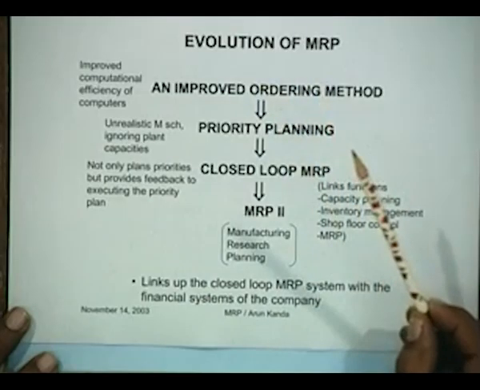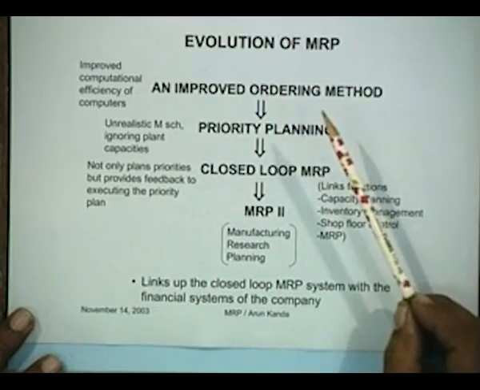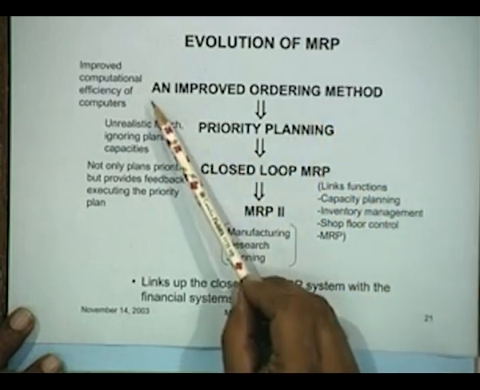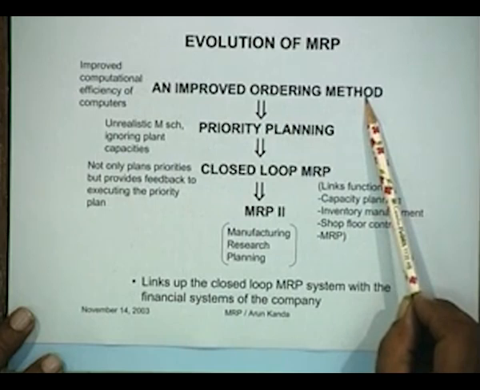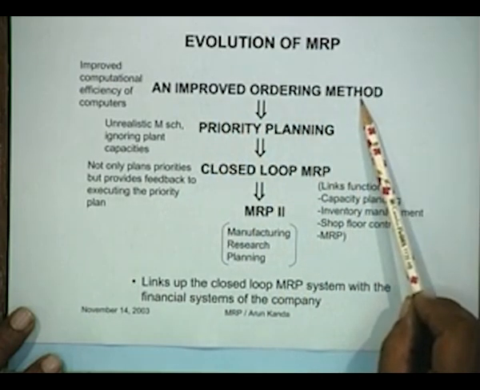Now the MRP system that we have discussed is the basic system which talks only about determining the material requirements. That's why it's called material requirements planning. But there is an evolution of MRP that has taken place. What is the evolution? The first thing that happens with a typical MRP system is that it becomes an improved ordering method. You tend to order things only when you need them. So you are progressing towards, in some sense, just in time. Right? So this is becoming an improved ordering method.